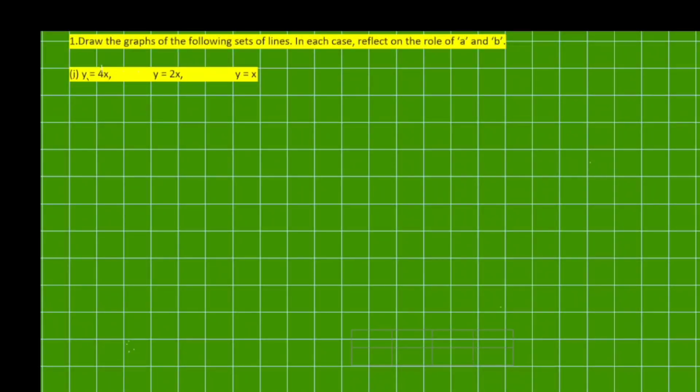Y is equal to 4x, first line equation. Y is equal to 2x is the second line equation. Y is equal to x is the third line equation. Now, you know that y is equal to ax plus b is the straight line equation, in which a is the slope of the line. You know what is slope? Slope is nothing but the inclination of the line with x-axis, and b is nothing but y-intercept.